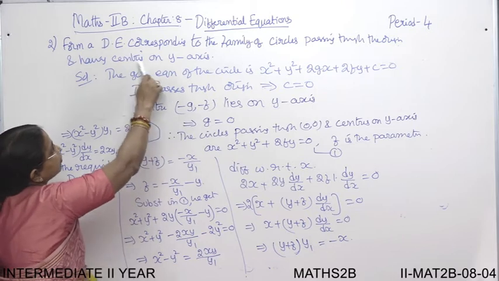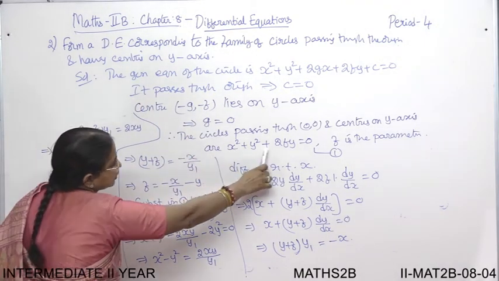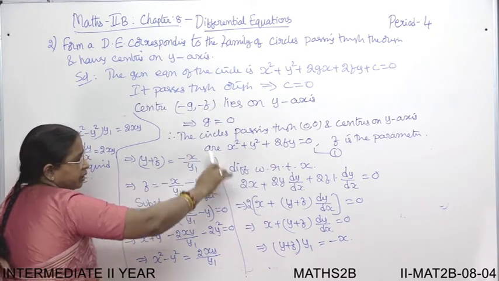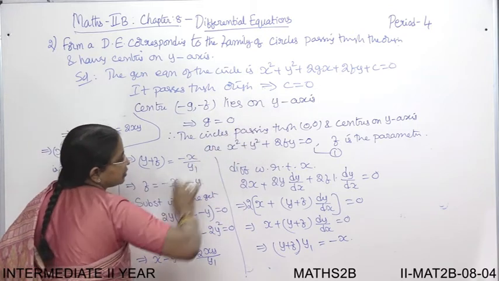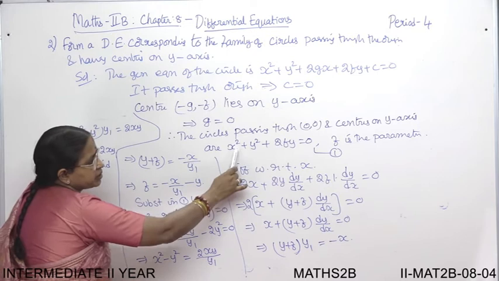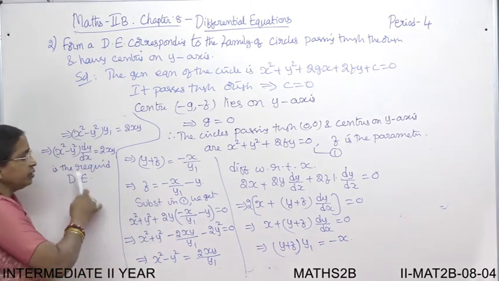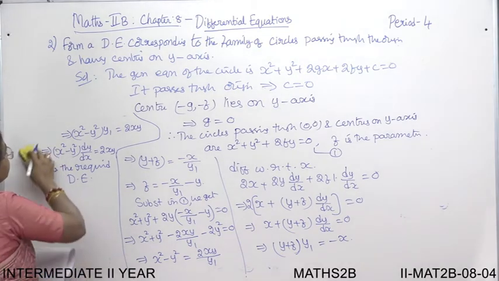So first write what the family of circles is according to the given conditions. It has just reduced to this form by g is equal to 0 and c is equal to 0, so only f is the parameter. So differentiate only once, find out f and eliminate f. So this is the required differential equation.